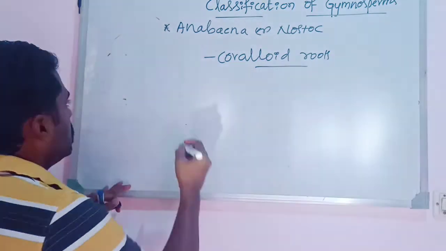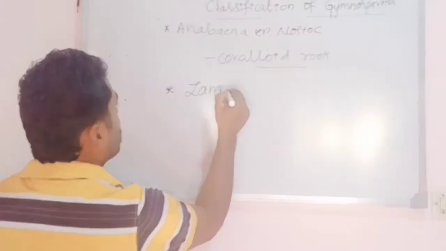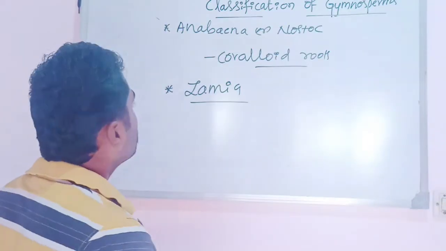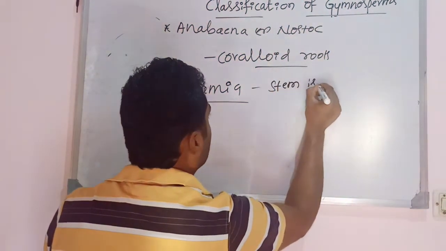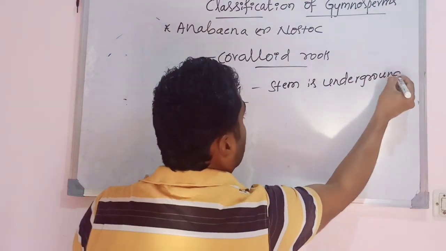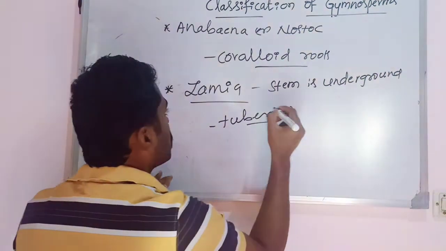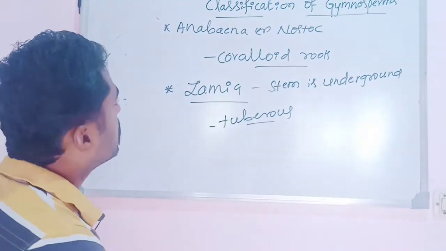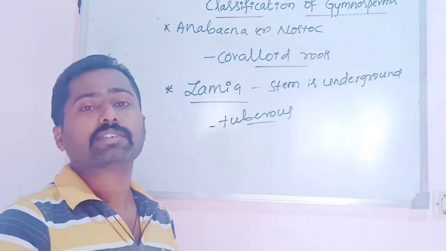A member of the Cycadopsida called Zamia is the smallest gymnosperm. In this plant the stem is underground; it bears a tuberous stem. An underground tuberous stem can be seen in the plant called Zamia. So this is about the characters of the class Cycadopsida.